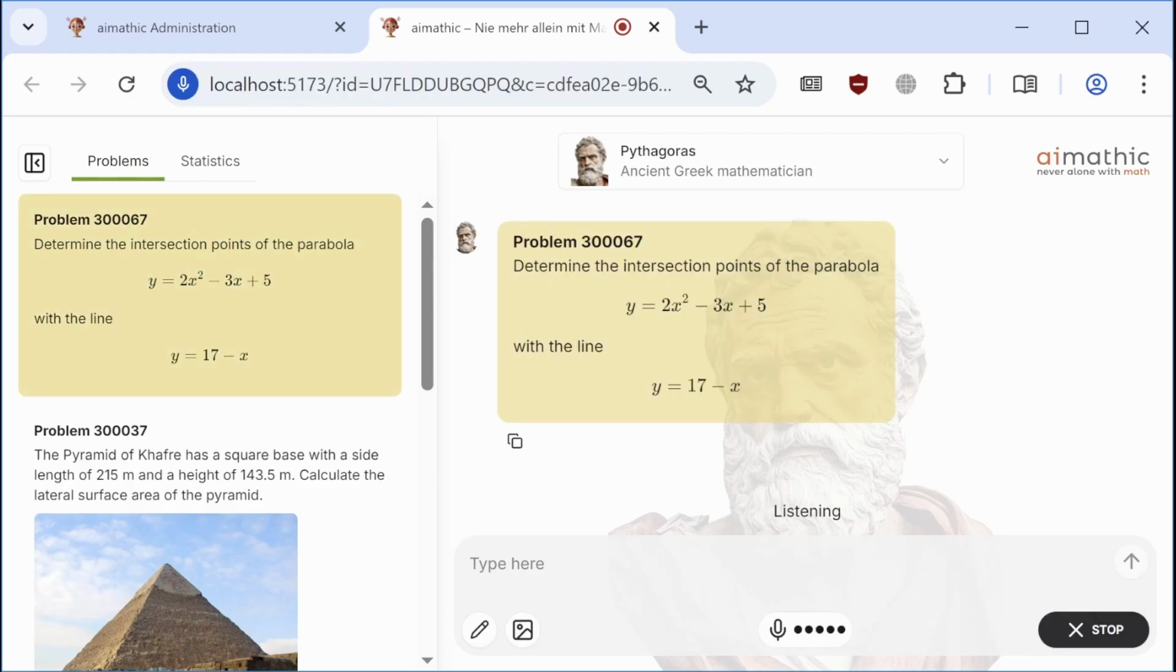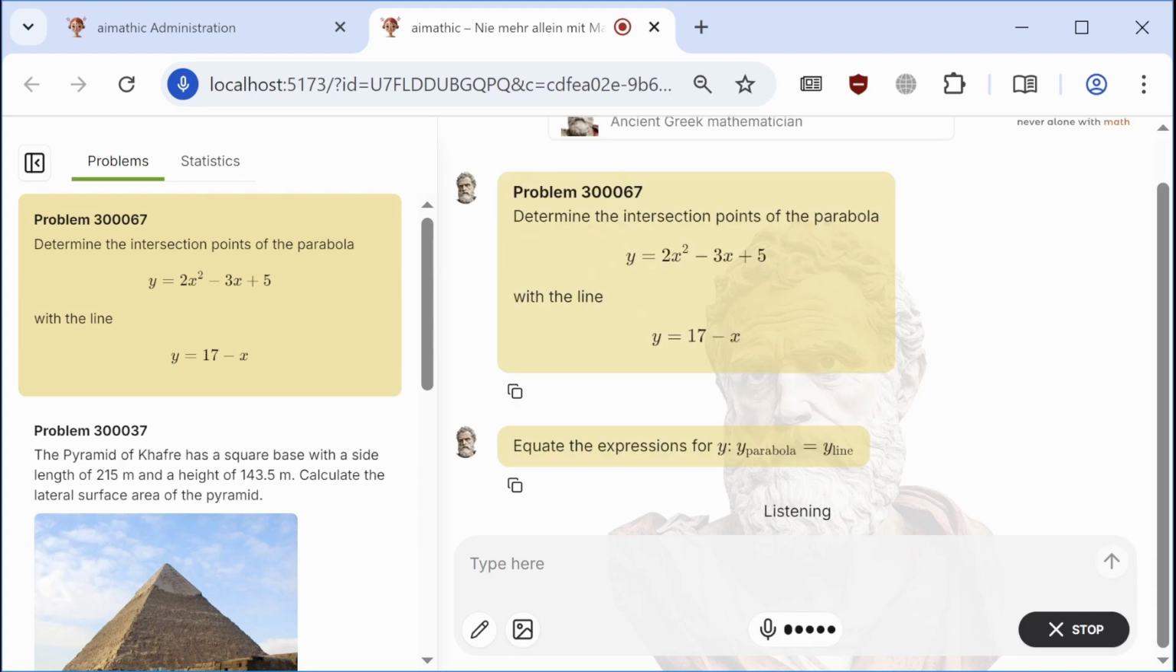Greetings, Igor. I am Pythagoras. We shall seek the harmony of numbers together. To find the intersection points of the parabola and the line, what is the first step you would take? I don't know. Can you help me?